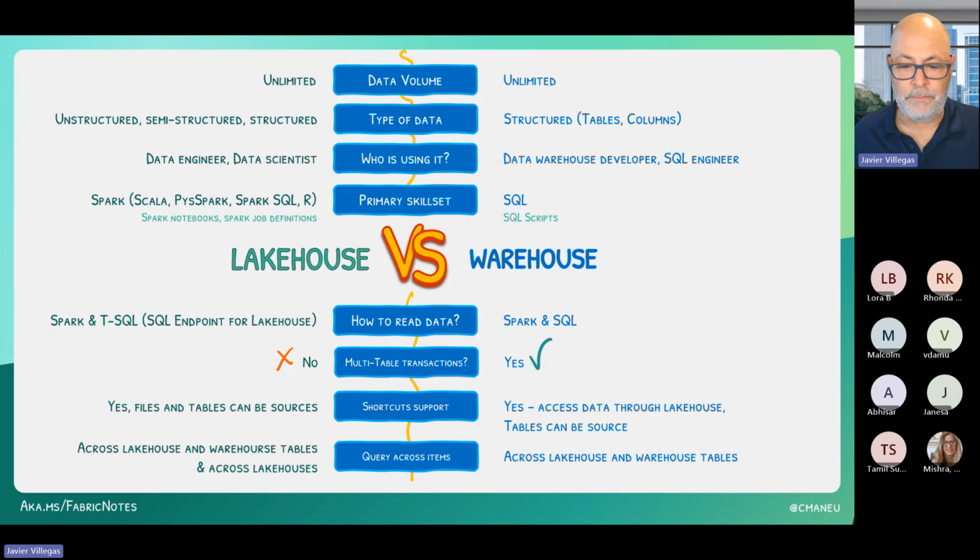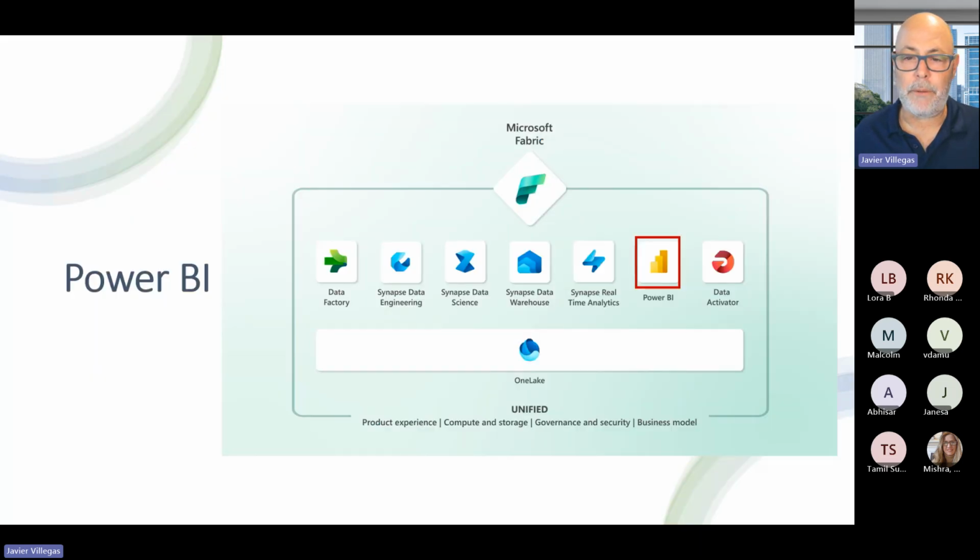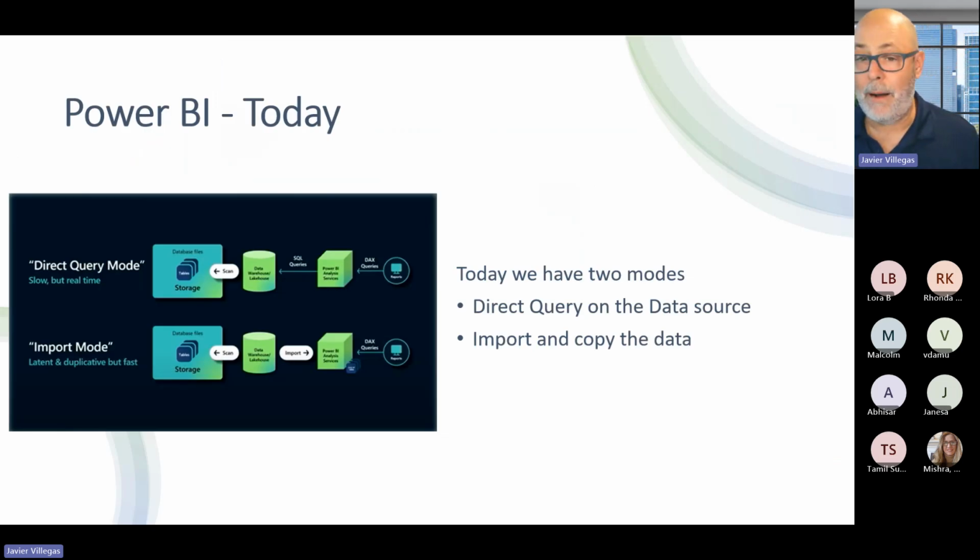So Power BI, as we know it, now embedded or part of Fabric, is the part that we use at the end to present a nice report, a nice dashboard, to the end user. And before Fabric, in order to access the data from Power BI, we have, let's say, 2 modes: the one called direct query mode and the one called import mode.